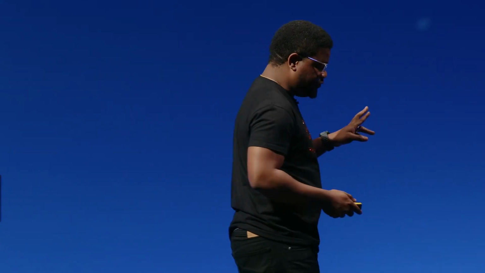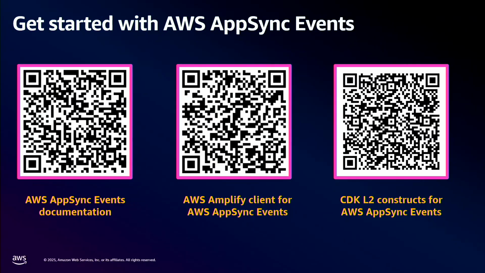I'll leave you with these three key resources. The first is the AppSync Events documentation, where you get a lot more detail than I could cover in 45 minutes. Then the Amplify clients that Zach talked about, on how you can begin to integrate with AppSync Events API. And then we've recently launched a layer 2 construct, a CDK construct, if you use CDK as your infrastructure as code, to help you start quickly building with AppSync Events API.